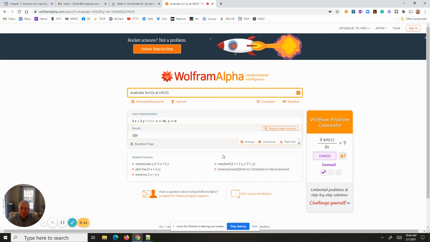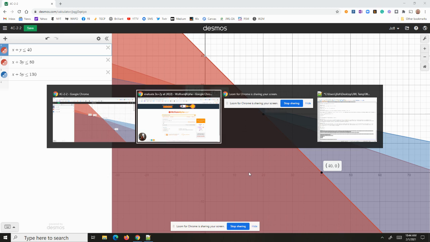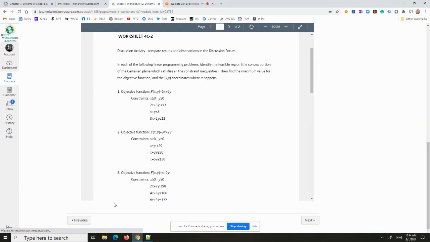I hope this was helpful. Try to do the same thing using Desmos for the third problem, and you should be well on your way. Take care.